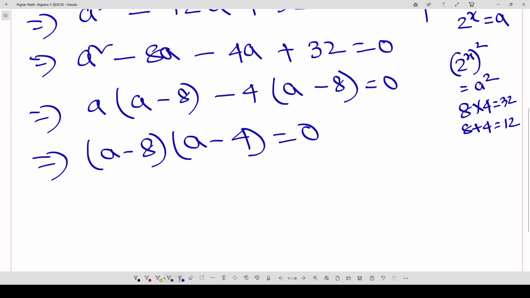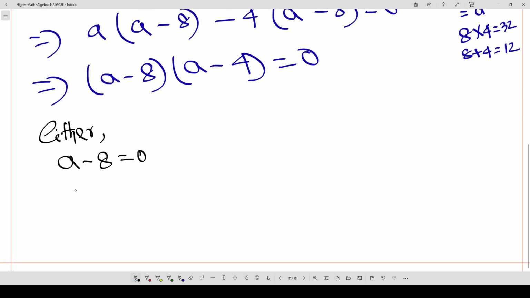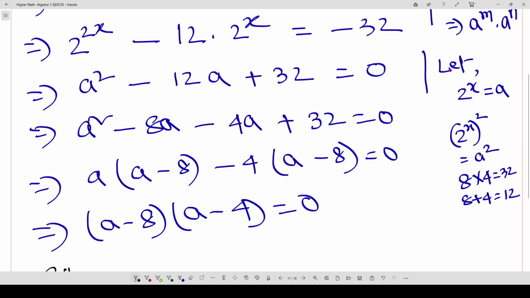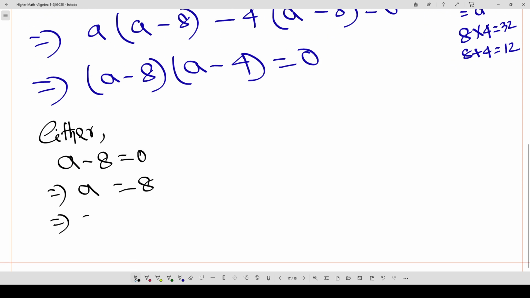So now we can write either a minus 8 equals 0. In this case we can write a equals 8 because we are adding 8 to both sides. A means what? A means 2 to the power x. So here is 2 to the power x, and 8 can be written as 2 to the power 3. So we can write x equals 3 because the bases are the same. In this case the powers will be equal.